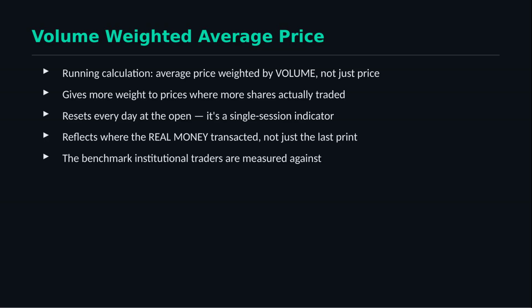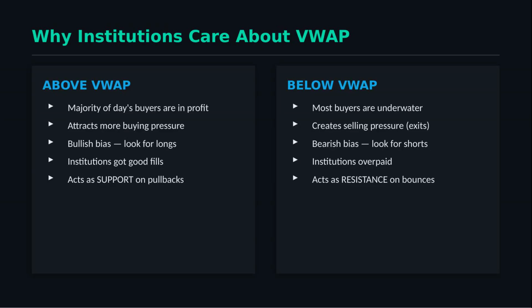This is the part most retail traders miss. Large institutional traders, mutual funds, pension funds, hedge funds, are often evaluated based on whether they bought or sold relative to VWAP. If a fund manager needs to buy 500,000 shares and they achieve an average fill below VWAP, that's considered a good execution. Above, that's a problem. This means VWAP isn't just an indicator, it's a benchmark. It creates real buying and selling pressure because institutions are actively trying to trade around it.